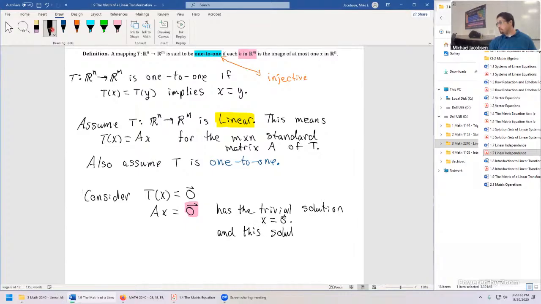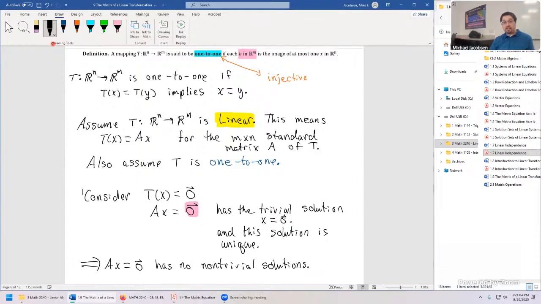this solution is unique. Only one vector can map into the zero vector, T of x equals the zero vector. So Ax equals the zero vector has the trivial solution and it's unique. That means the following. This implies Ax equals the zero vector has no non-trivial solutions. They're just completely ruled out by 1-to-1, and the fact that the homogeneous equation here always has the trivial solution.